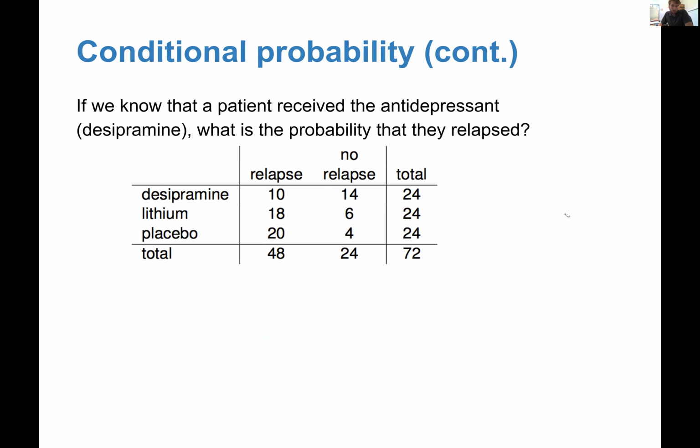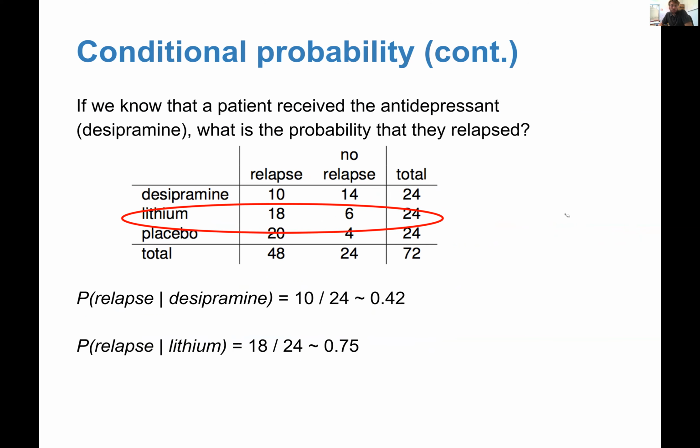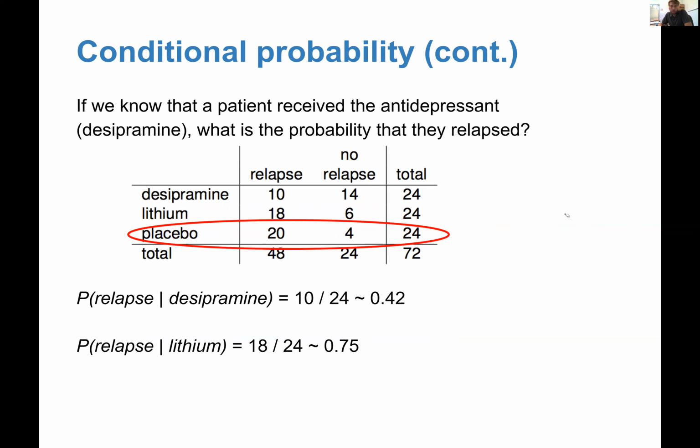So if we know that a patient received the antidepressant, what is the probability they relapsed? So we focus on the row. 10 out of 24 is 0.42 or 42%. Probability of relapse with lithium is 75%. And the probability of relapse with placebo is 83%.